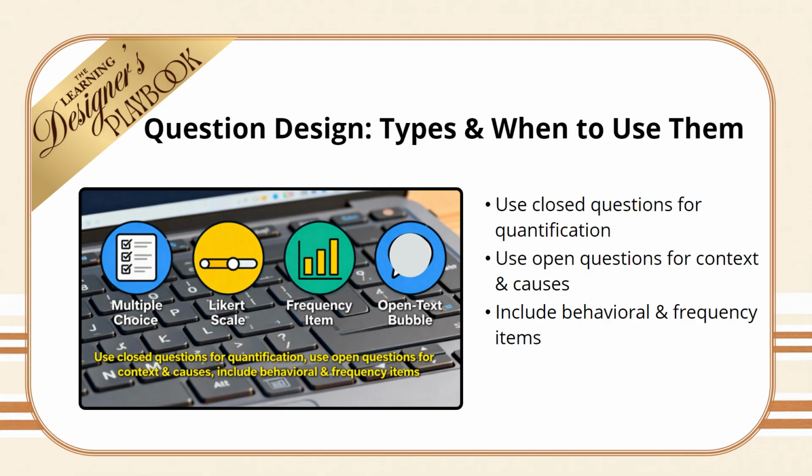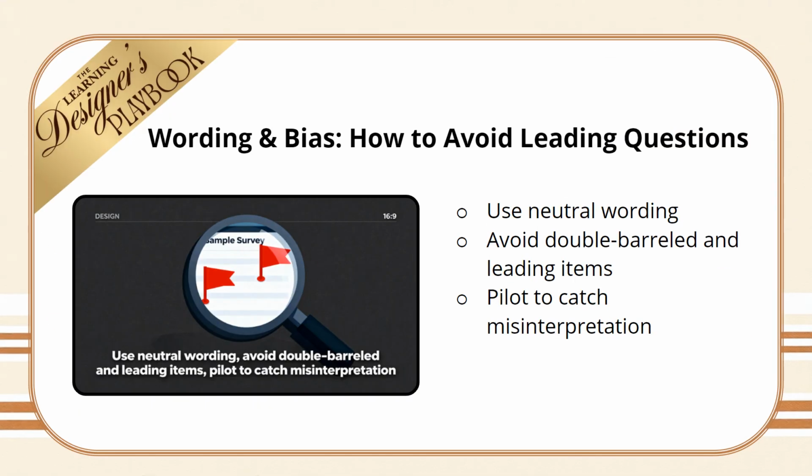Survey wording directly affects data quality. Start with neutral phrasing that does not suggest a correct answer. Leading questions bias responses and undermine trust. Double-barreled items, which ask two things at once, create confusion. Avoid jargon and acronyms unless universally understood.